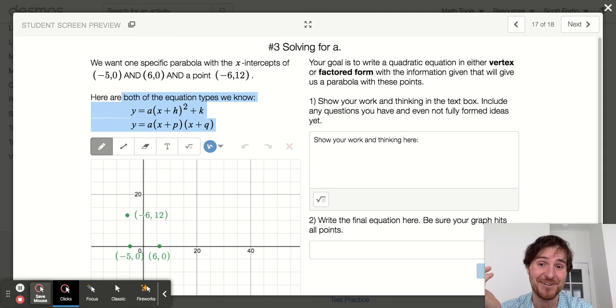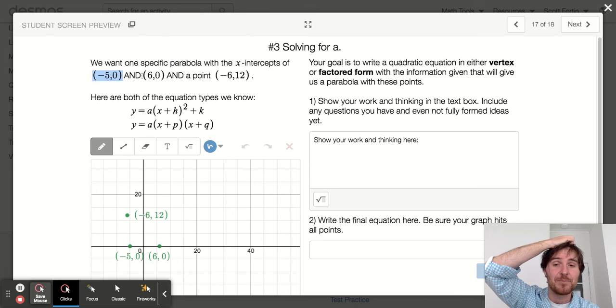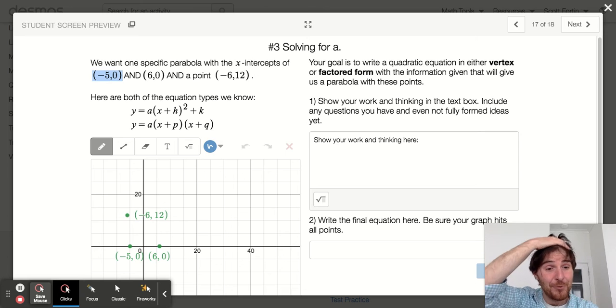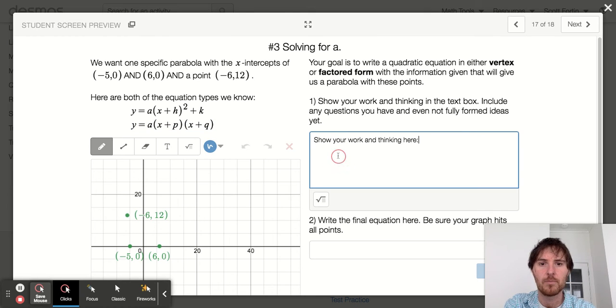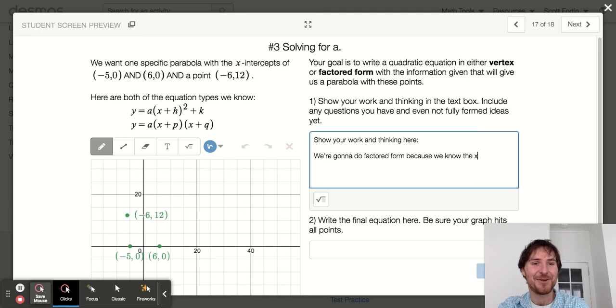Well, they're giving us the zeros. They're giving us the x-intercepts. Which one do those come into play with? They come into play with the factored form, right? We're going to use this. This is -p, this is -q, for instance. Show your work in the text. Your goal is to write the equation. So we're going to do factored form because we know the x-intercepts.